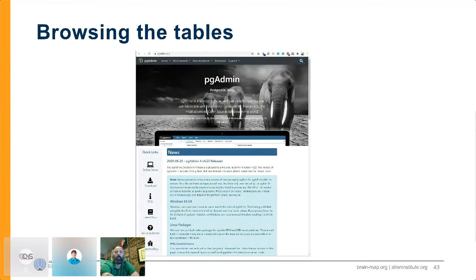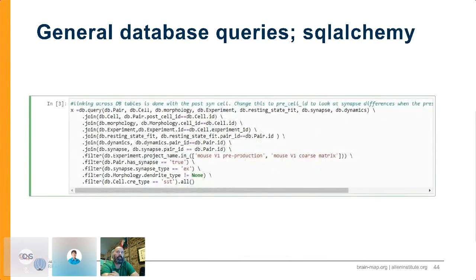Okay, so let's imagine you've installed the API and you want to carry out a general database query. I'm showing some example code of that here, and I just wanted to walk through this example to show hopefully how simple it is to run a query.